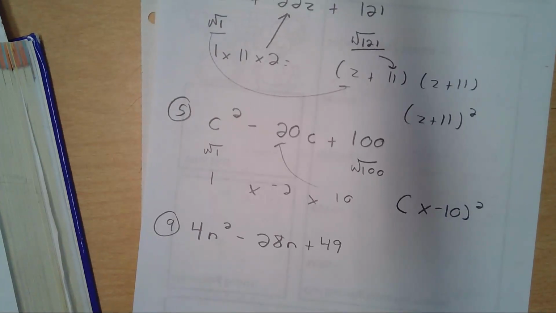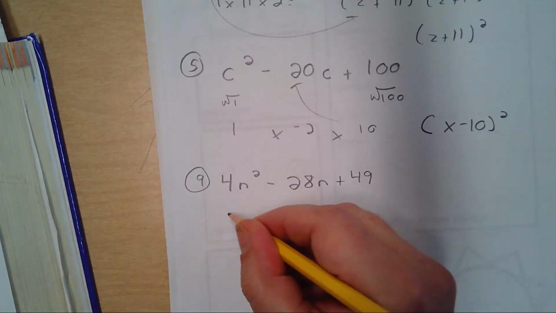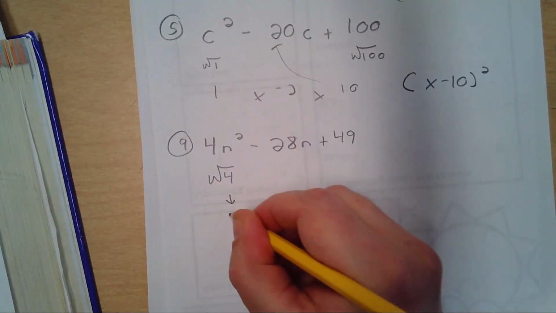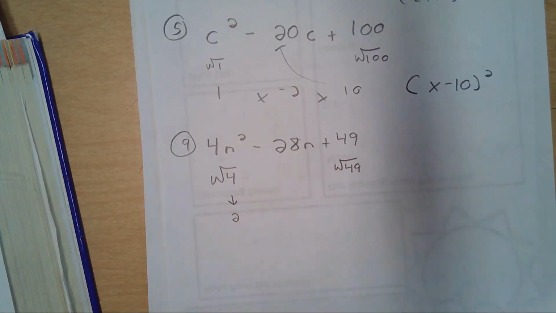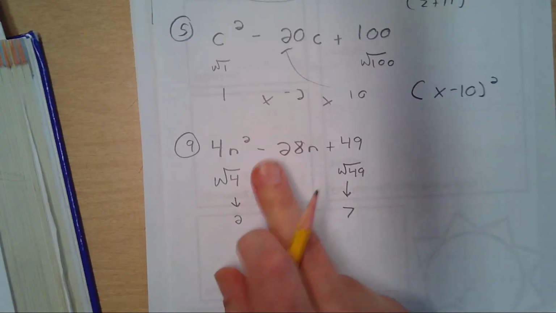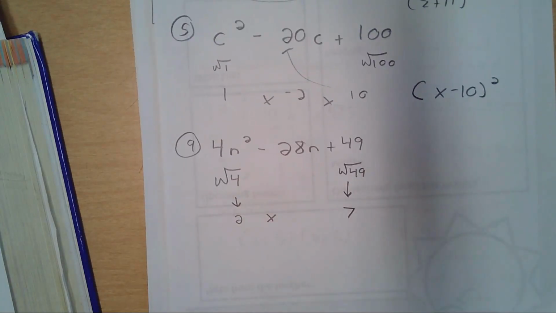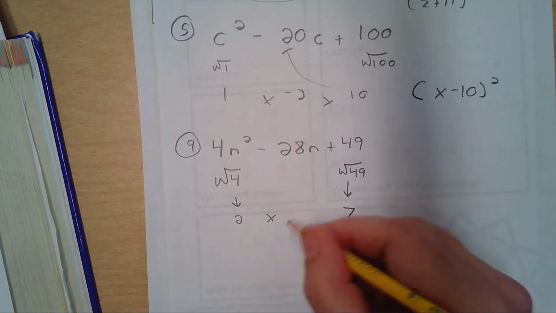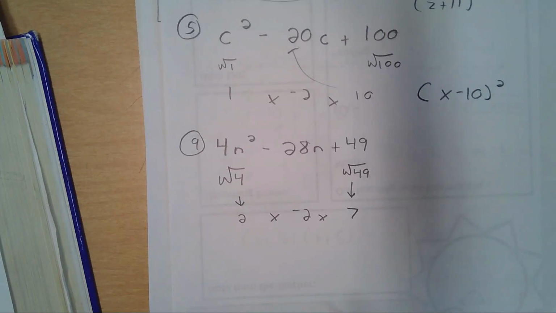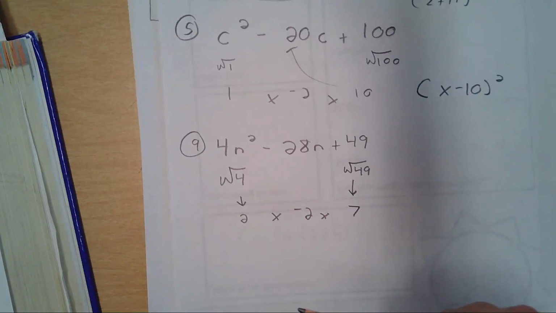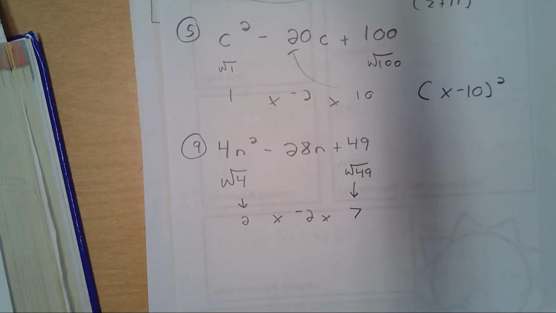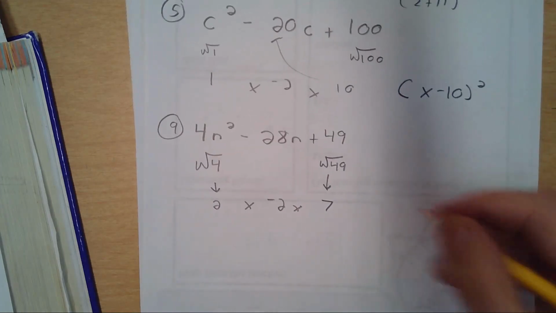But for now, we want to, again, consider our perfect square process. So what's the square root of 4? 2. And then what's the square root of 49? 7. And then I got to subtract, which means I multiply by -2. And if this all multiplies up to -28, then I have a perfect square trinomial. 2 times -2 is -4. -4 times 7 is -28. Meets the criteria here.